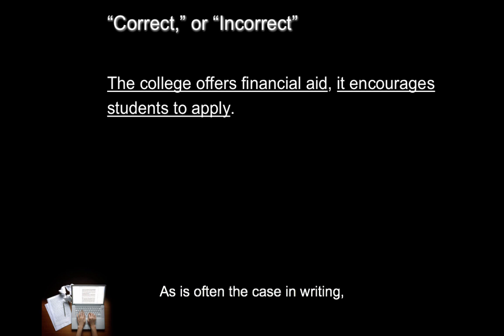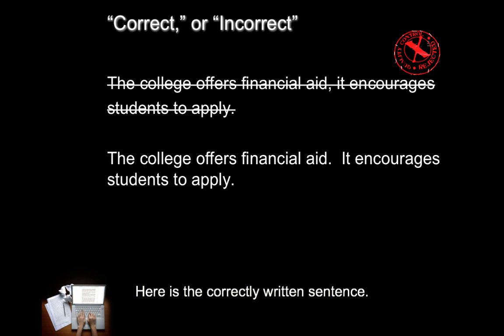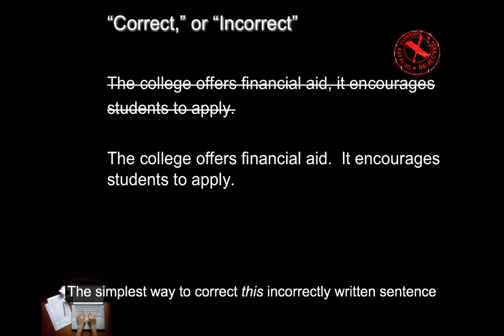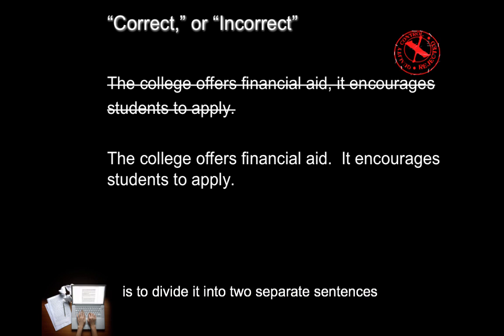As is often the case in writing, there are many ways of fixing the same problem. But there are ways of fixing the problems that are considered standard or correct, and then there are ways that are considered non-standard or incorrect. Here is the correctly written sentence. The simplest way to correct this incorrectly written sentence is to divide it into two separate sentences by placing a period here in between the two sentences. That's one very simple correction that will always correct a run-on sentence.